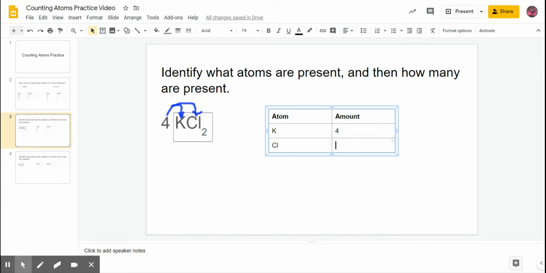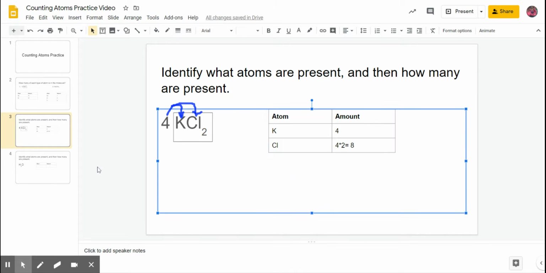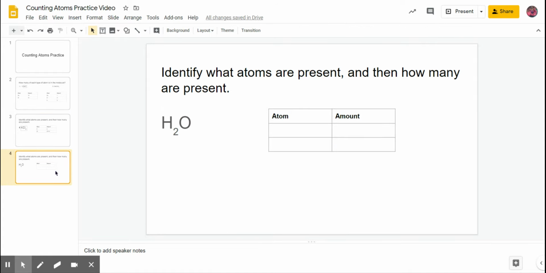Alright, now let's look at Cl. A little more complicated here. I've got both a coefficient and a subscript. So I need to do coefficient of 4 multiplied by subscript of 2, and that's going to give me 8. Alright. Moving on, question number 4. Identify what atoms are present and then how many are present.